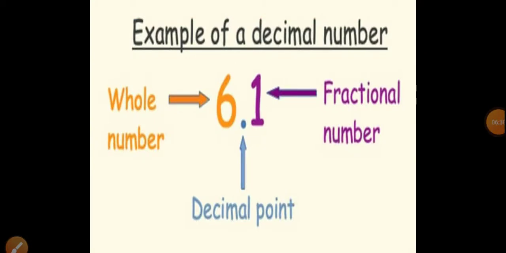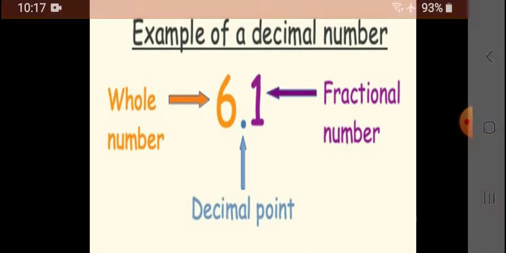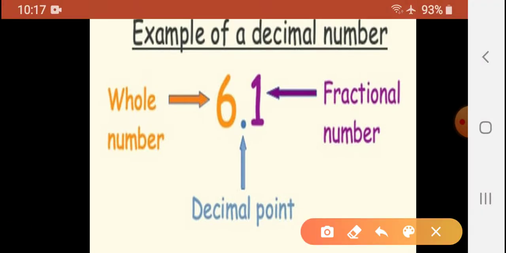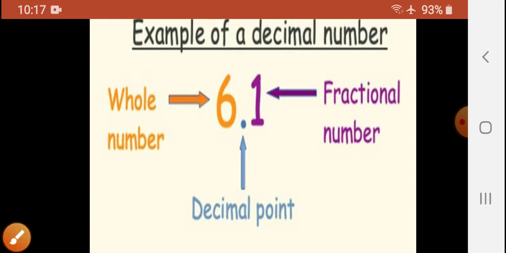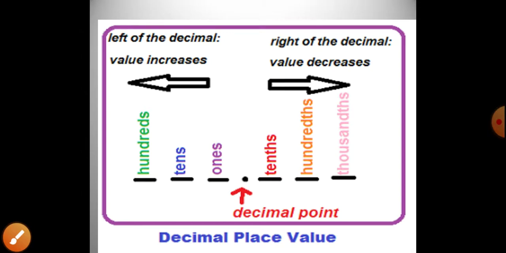As an example of a decimal number, in 6.1, 6 is the whole number part, 1 is the fraction part, and this point is the decimal point. So students, we have learned what the decimal point is. Now let us learn the place value of the digits on the left side and right side of the decimal point.